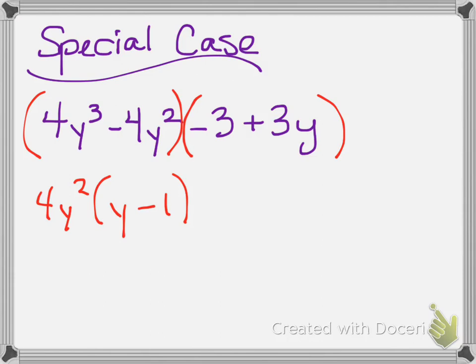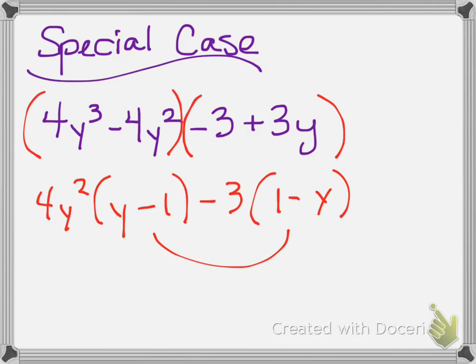Out of the next one, what would you like to pull out? 3 or negative 3? Negative 3. Okay, we'll pull out negative 3. That's going to give me a 1 minus y. Is that correct? Yes, negative 3 divided by negative 3 is 1, and 3y divided by negative 3 is negative 1y. But we said before our goal was to get these 2 to match, correct? They don't match. I did it right, but they don't match.